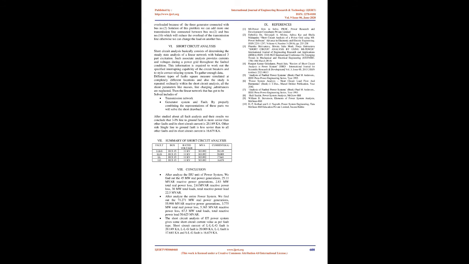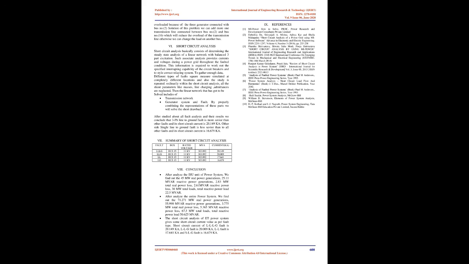Ordinarily in the short circuit analysis, all the shunt parameters like loads and line charging admittances are neglected. Then the linear network that has to be solved consists of the transmission network, generator system and fault. By properly combining the representations of these parts we can solve the short circuit problem.